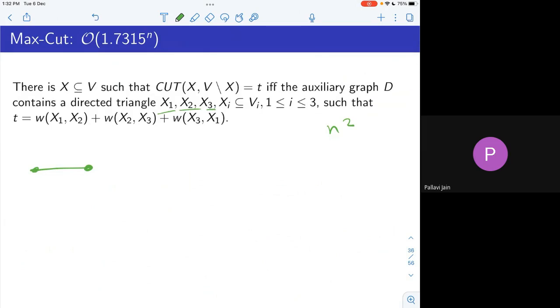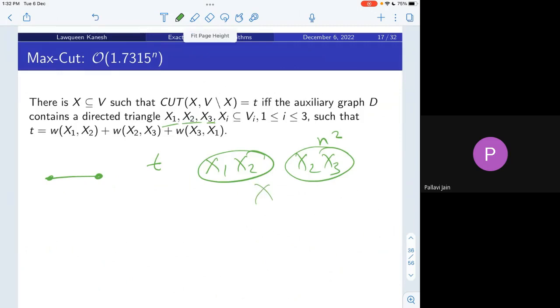Suppose t is my total weight of the max cut, then I can find, for the x1, x2 edge, what is the weight? For the x2, x3 edge, what is the weight? And for x3, x1, what is the weight? I can always guess these three because it is again like n square power 3 guesses. So some polynomial multiplication, right? And then all that remains is to find this triangle of this certain weight.